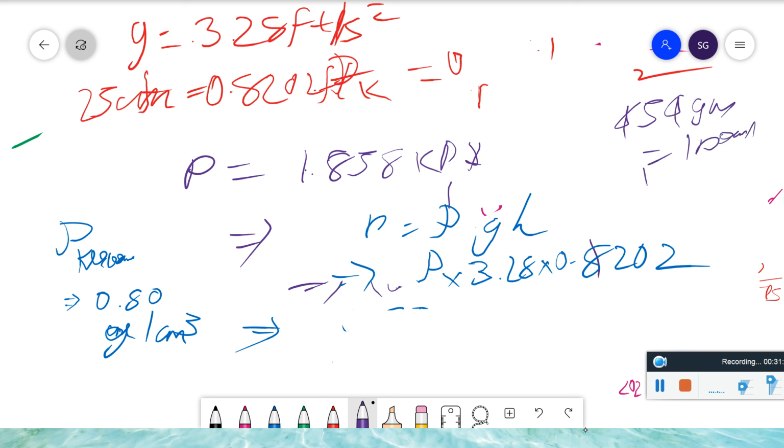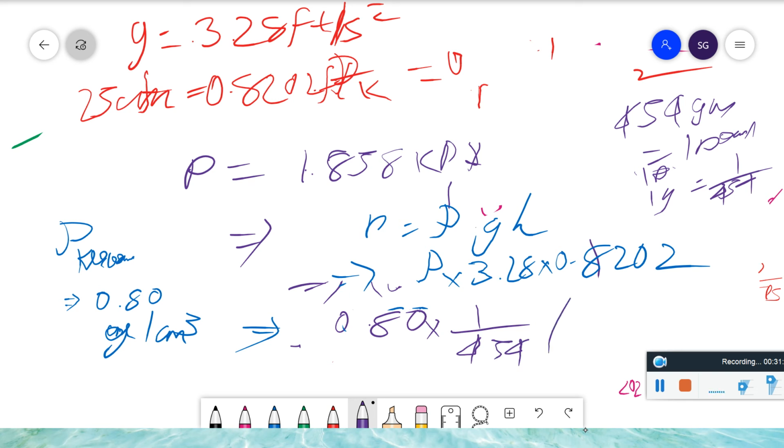So nothing matters: 1 pound is equal to 454 grams, so 1 gram is equal to 1 upon 454 pounds. As easy as that. So 0.80 into 1 upon 454 per centimeter cube.